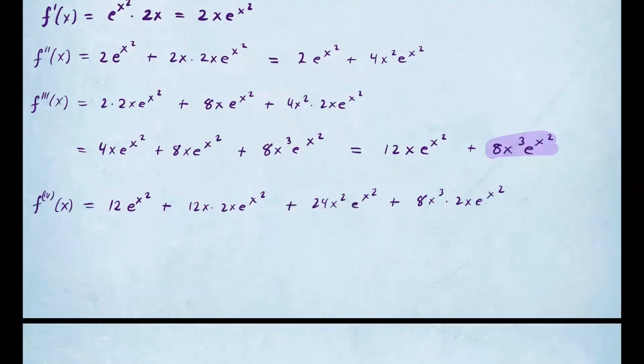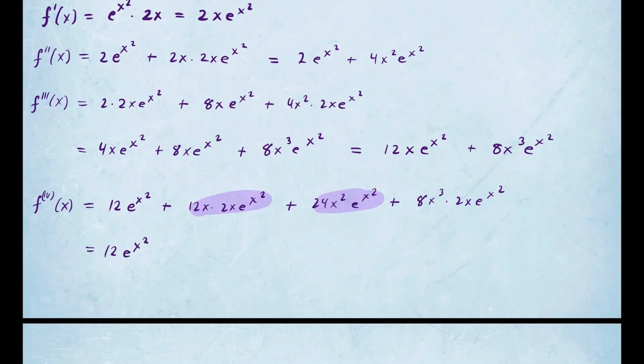Now let's combine some terms. If you realize, these are going to be common terms. You've got 12 times 2x squared and then 24x squared, and I can combine those. So I'm going to go ahead and rewrite. This is 12 e to the x squared.